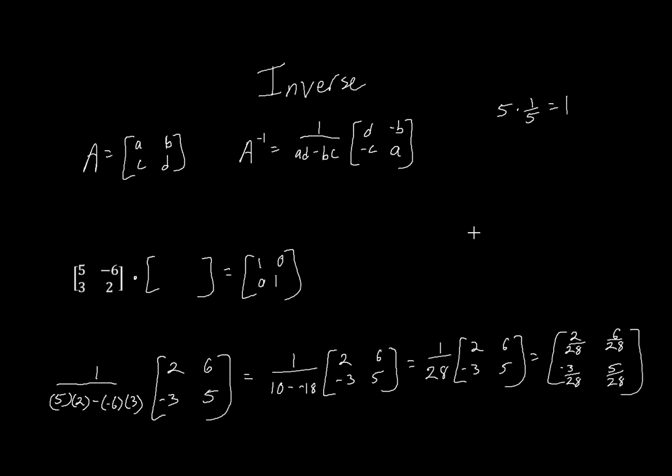Now at this point you should definitely make sure that you simplify, which will give us an inverse of, well, I see a 2 in common there, so 1 over 14. Here I see a 2 in common, so it would be a 3 over 14. Here I don't see anything in common, and here I don't see anything in common either. So there is my inverse.